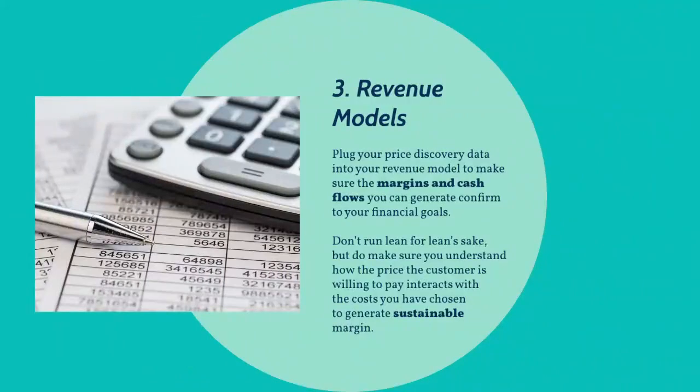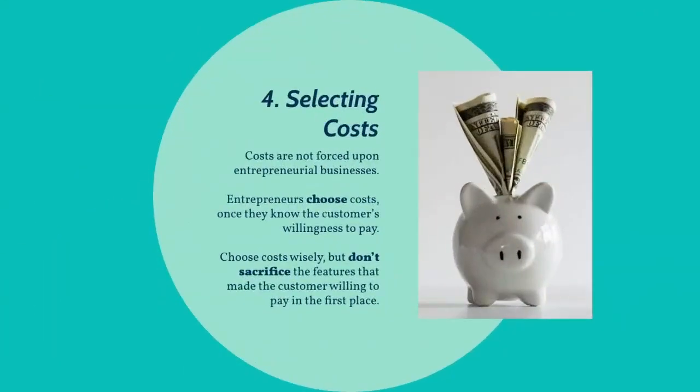3. Plug your price discovery data into your revenue model to make sure the margins and cash flows you can generate conform to your financial goals. Don't run lean for lean's sake, but do make sure you understand how the price the customer is willing to pay interacts with the costs you have chosen to generate sustainable margin. 4. Costs are not forced upon entrepreneurial businesses. Entrepreneurs choose costs once they know the customer's willingness to pay. Choose costs wisely, but don't sacrifice the features that made the customer willing to pay in the first place.